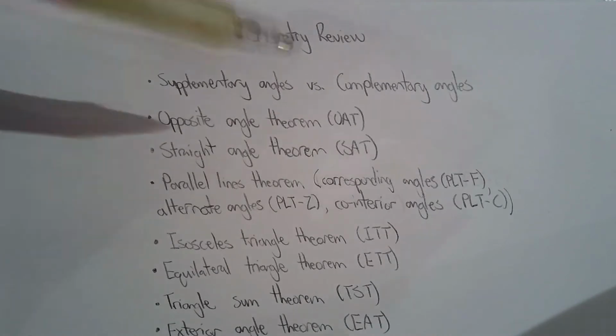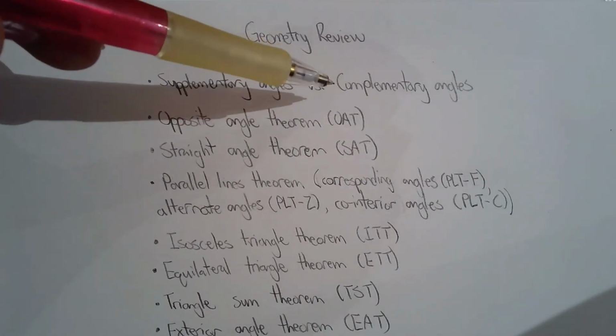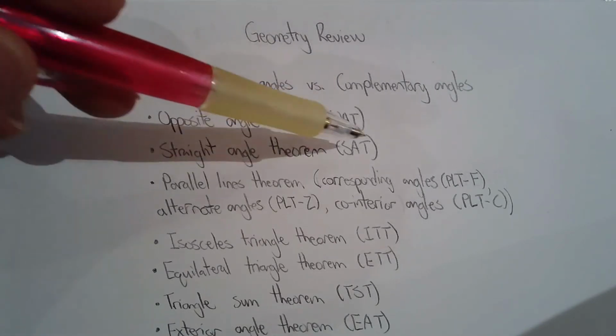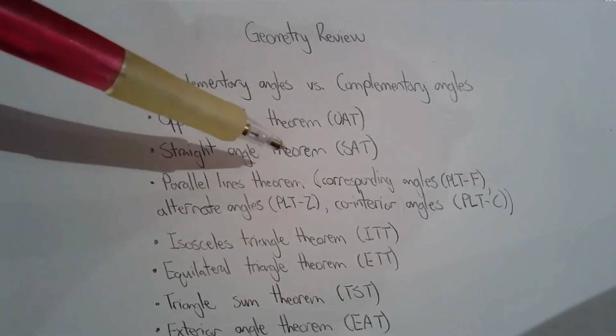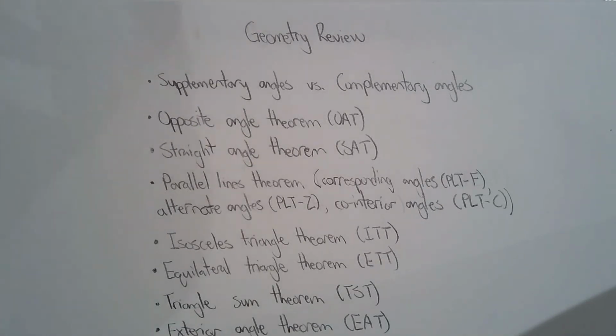The reason why I don't want you just writing OAT right off the bat is because sometimes it might stand for something else. For example, SAT could stand for supplementary angle theorem, which is entirely different from straight angle theorem. So I want you to write it out first in its entirety, without any abbreviations, and then if you plan on using the same theorem again later on, then sure, go ahead, and then I'll know what you mean.